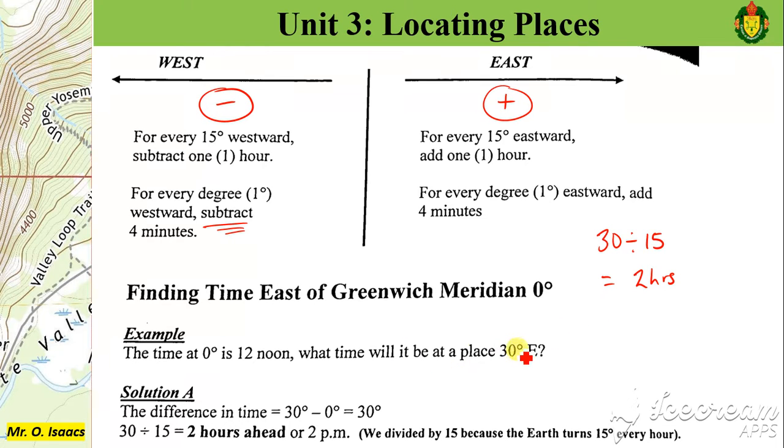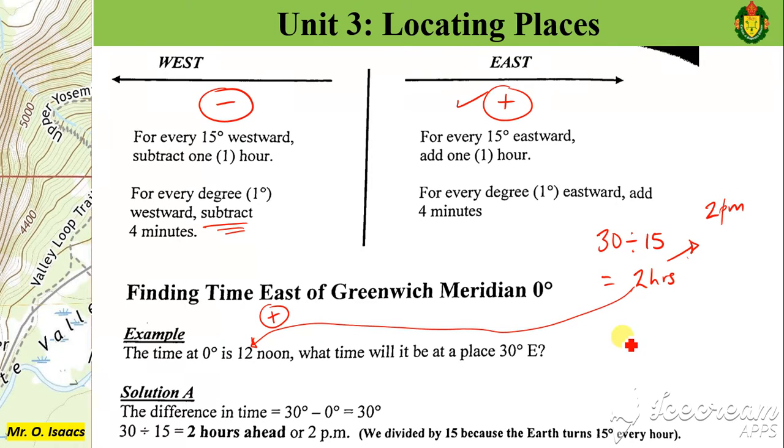Now, it says 30 degrees east. If we look at this now, we're going to which direction? To the east. And once we're going to the east, we're going to do what with time? We're going to add. So in this case, we're going to add the 2 hours to the 12 noon. So if we add 2 to 12 o'clock, then we're going to be left with 2 p.m.